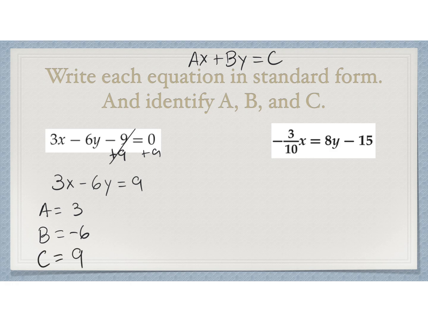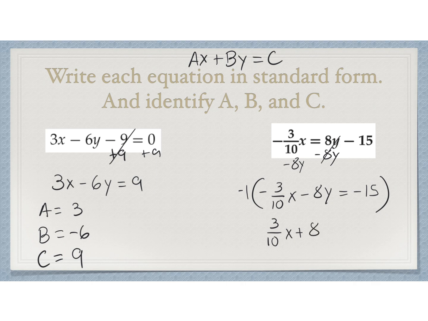So to solve the other one, again, you're going to have to remember the A to be positive. So I'm just going to go ahead and move the 8Y, just to put everything on the same side, meaning the variables on one side and the constants on the other. Now, like I mentioned, we want the A to be positive. So I'm going to multiply everything times negative 1. So this is going to become positive 3/10 x, positive 8y equals positive 15. So now we can state each one. Our A is 3 over 10, our B is 8, and our C is 15.